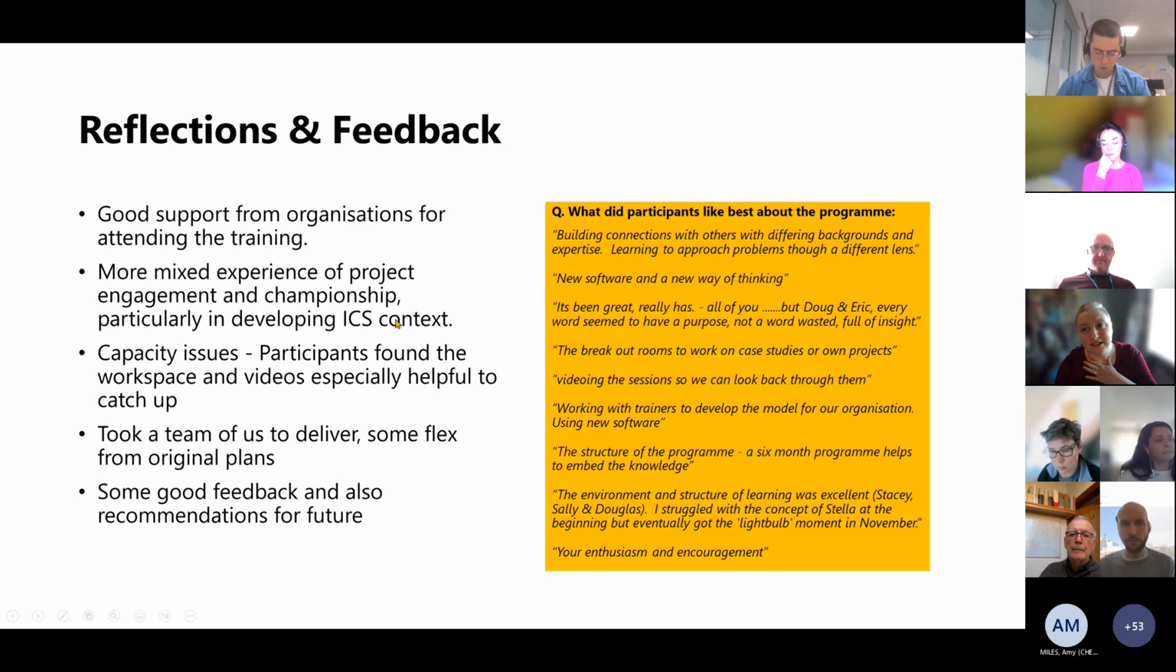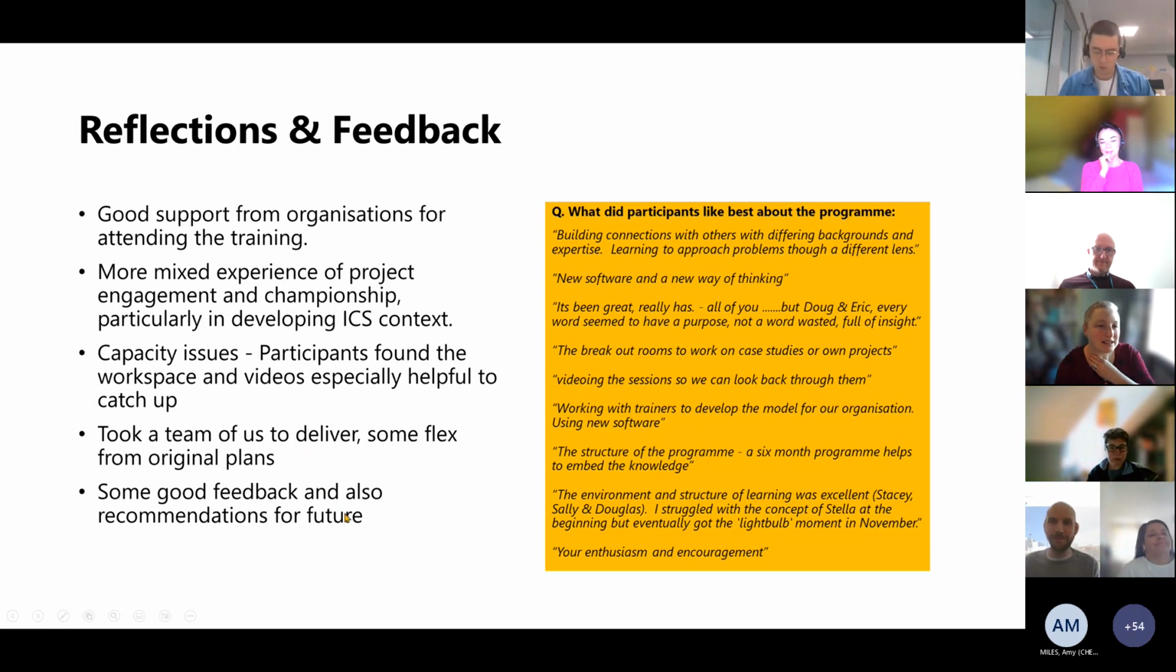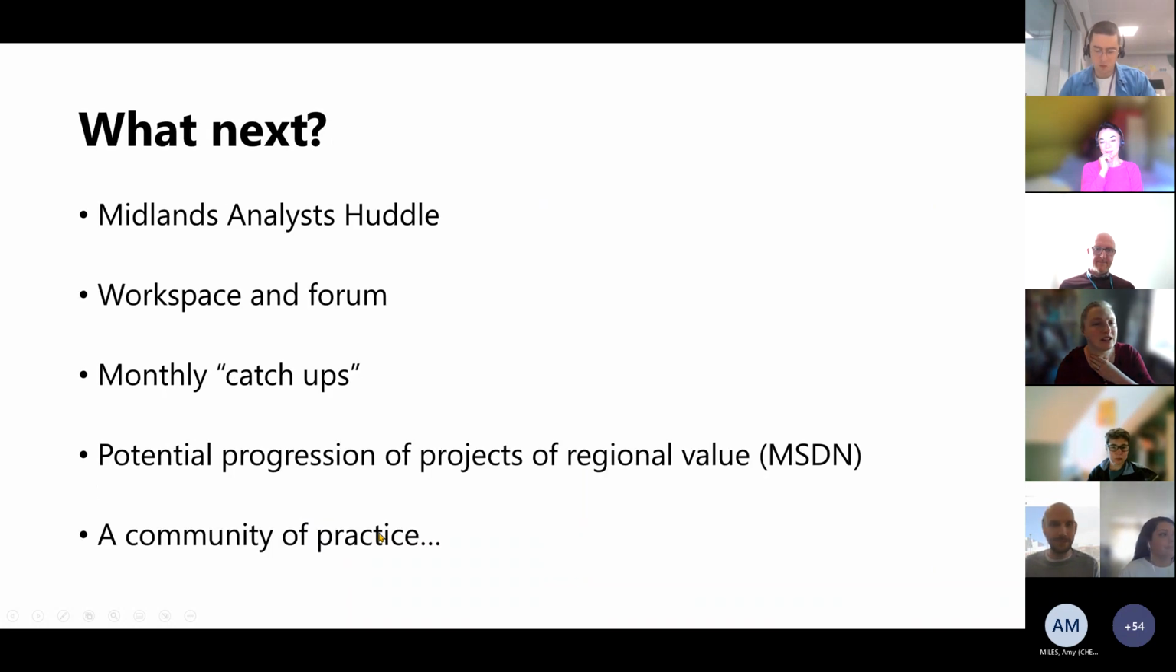It did take a team of us to deliver it online. So Douglas did the majority of the teaching, Sally and I supporting, but we had to do some flex around some of the planning around the sessions, particularly when the Queen decided to die. So we had to rearrange a session or 2 around that. And then we've had some really good feedback and some recommendations for the future.